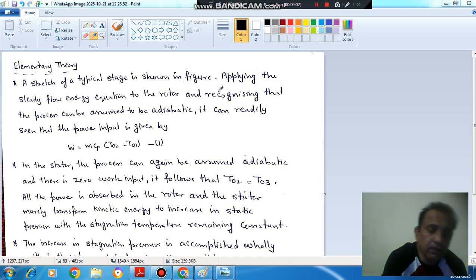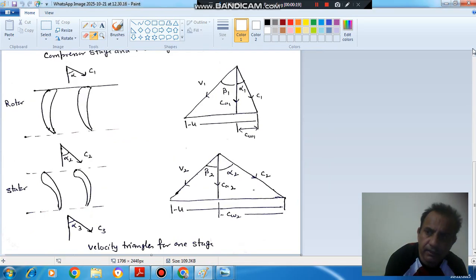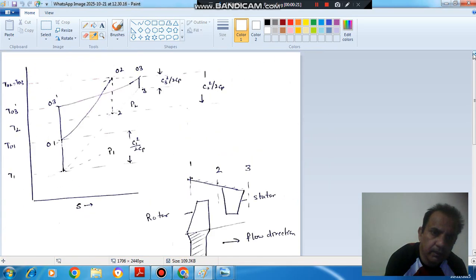Hello, welcome again. We are covering the topic Axial Flow Compressor for Civil Services Mains, IFS, and GATE Aerospace exams, and we are covering the topic Elementary Theory of Axial Flow Compressor. In this, first we have studied the T-S diagram, and this is referred to this diagram.